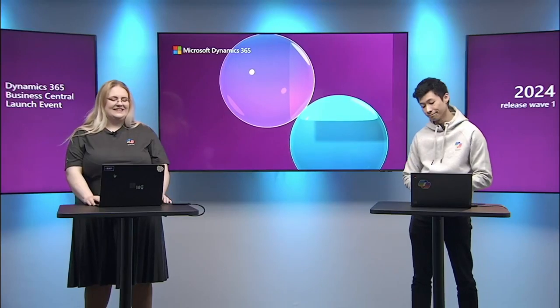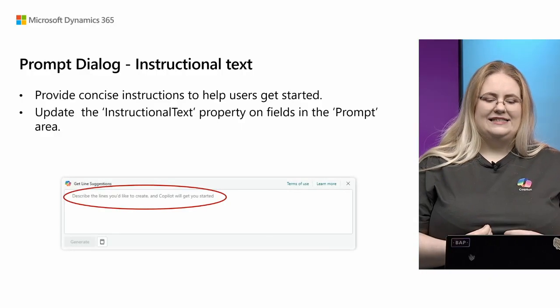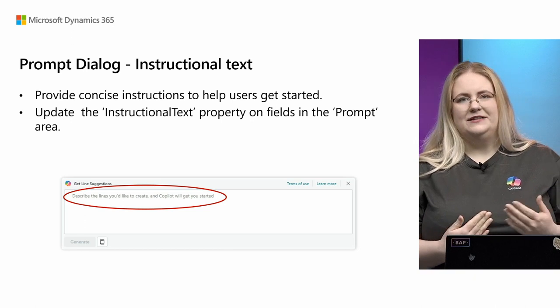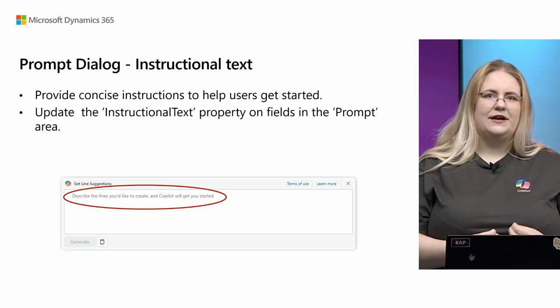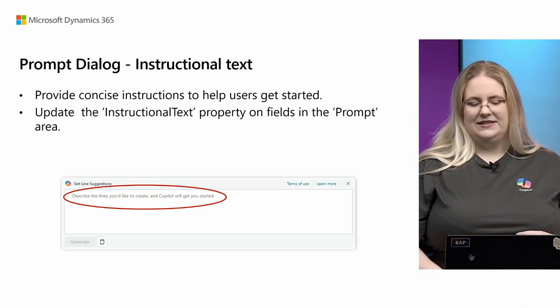Julia? Thank you, Derek. So let's talk about it. Derek showed the prompt dialog to you, and I'm going to tell you what's new in this release. First of all, now we can provide concise instructions to help users get started. They will be displayed as an instructional text if you update the instructional text property on fields in your prompt area in the prompt dialog.